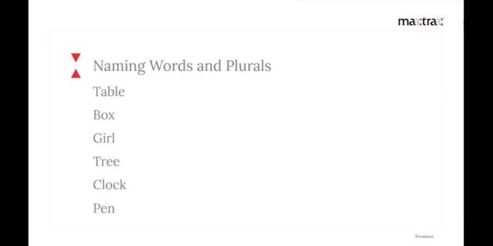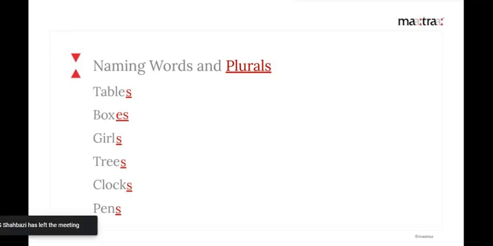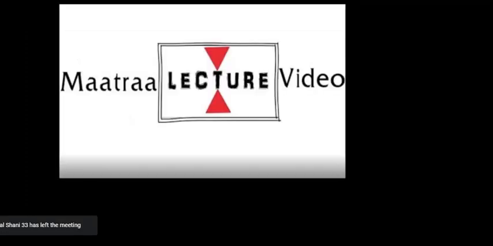And what do we mean by plurals? Plurals is another word for many. So when we say naming words, table, box, girl, tree, clock, pen, the plurals of these are tables, boxes, girls, trees, clocks, pens. And that is how plurals usually are made, by adding an S or ES to the word. Let's watch a video to understand this concept in English.